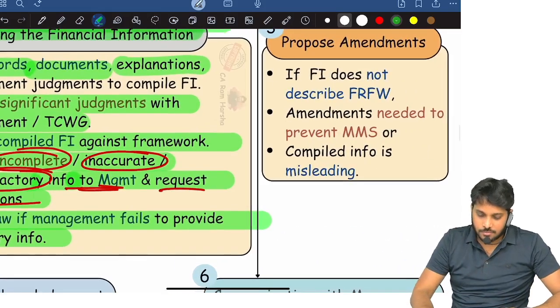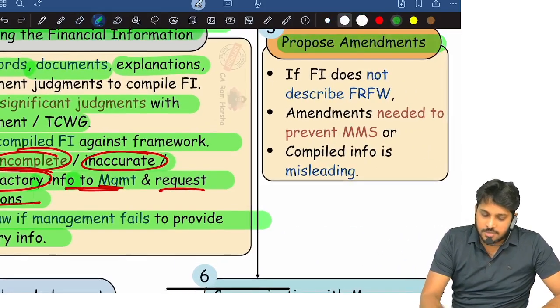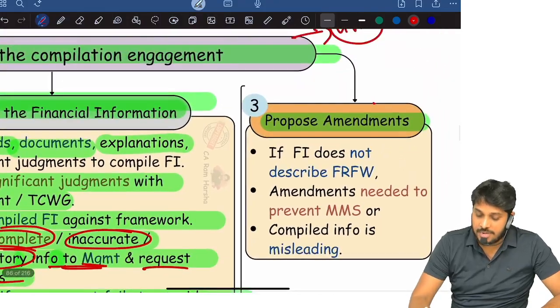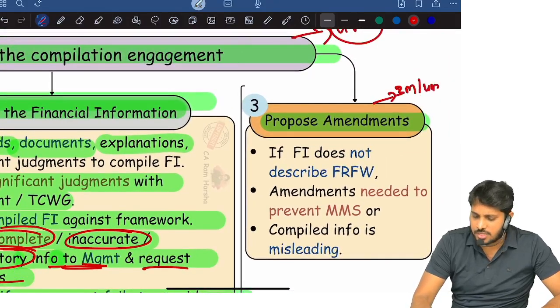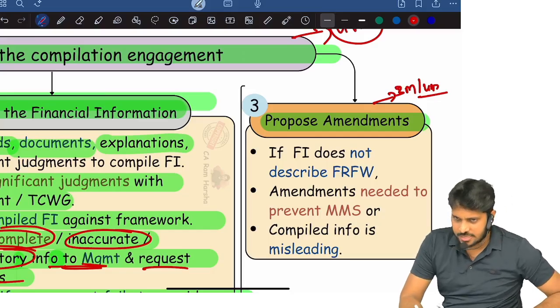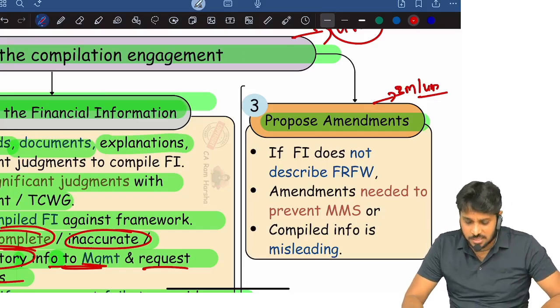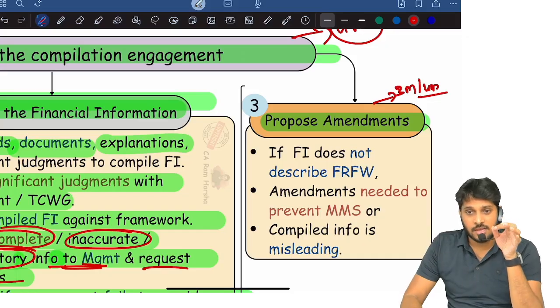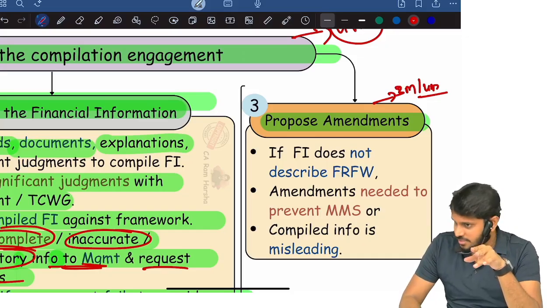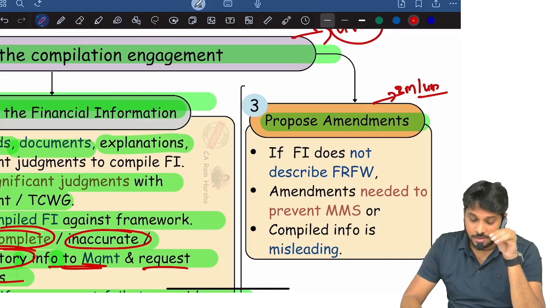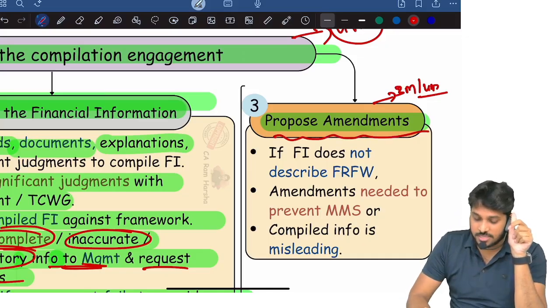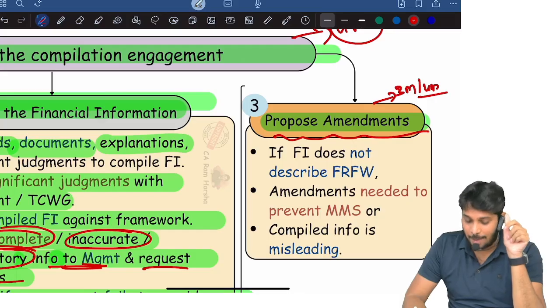Next, under what circumstances do we propose amendments in compiled financial information? This was asked once as a 3 or 4 marks question. It was asked in the recent exam, May 24 or November 24. Maybe in the MTP it was there. So under what circumstances does the auditor propose amendments?